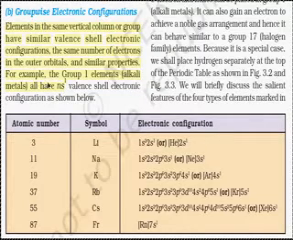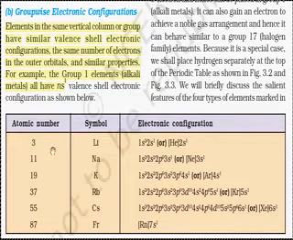For example, the group 1 elements are also known as alkali metals. They have the valence shell electronic configuration in general as ns1. Now let us see the configuration of group 1 elements one by one. The first element in group 1 is lithium, that is Li, with atomic number 3.